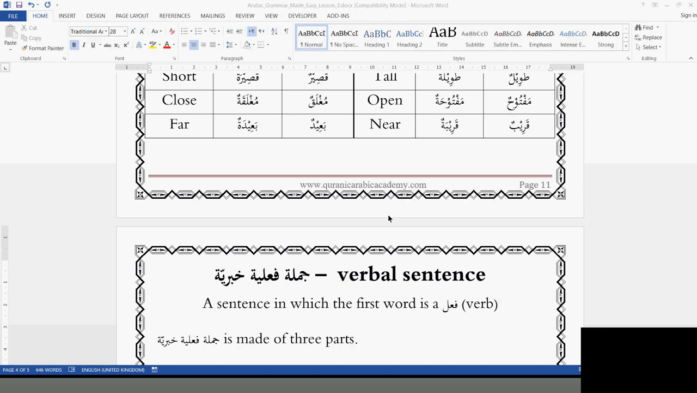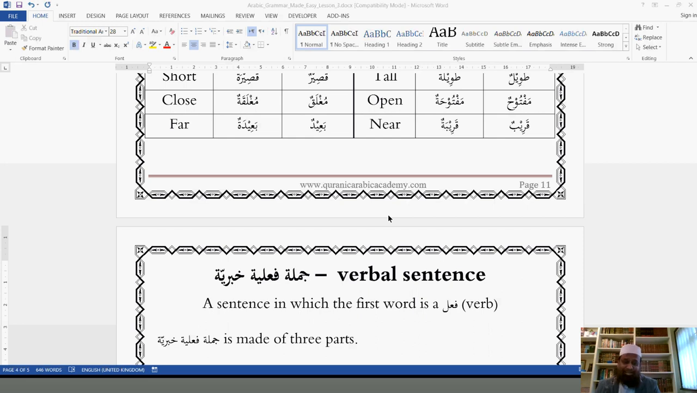Jumla Fi'liya Khabariya is the verbal sentence. Right? Now we will see how we make a verbal sentence. What does a verbal sentence consist of? Well, you already can see Jumla Fi'liya Khabariya is made of 3 parts.